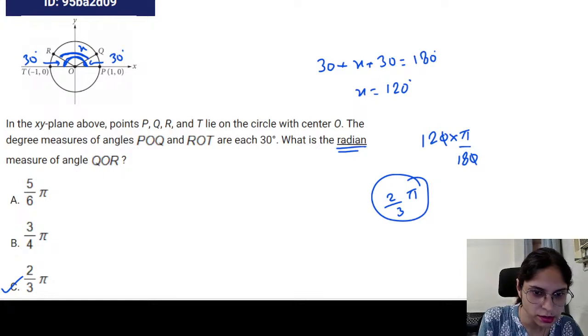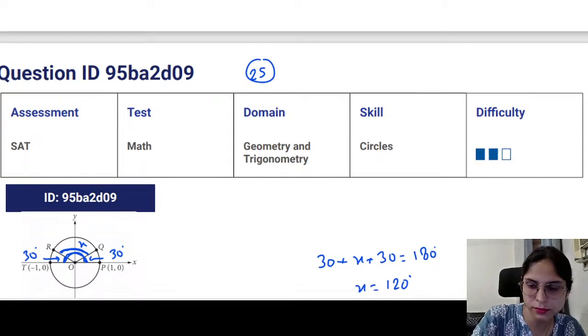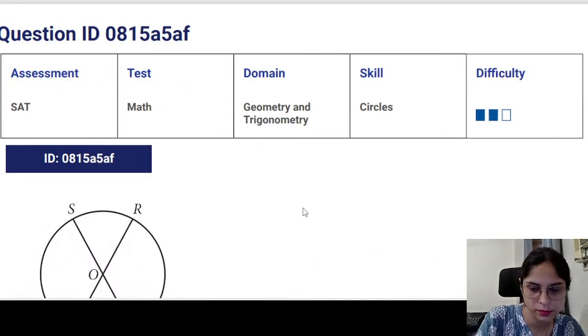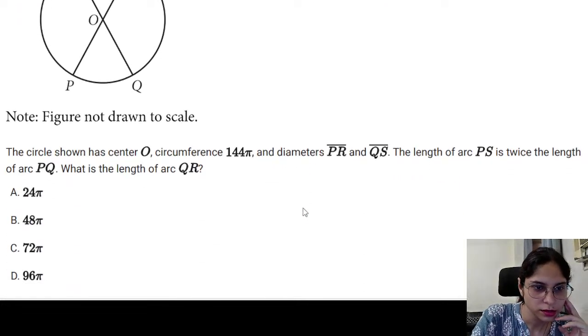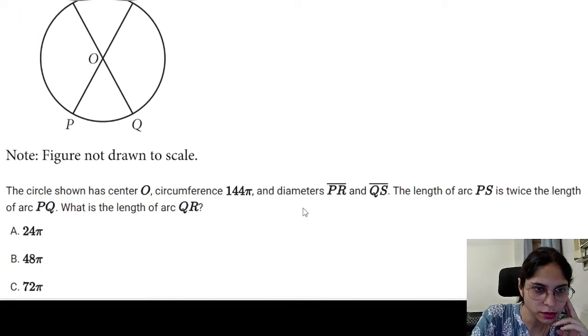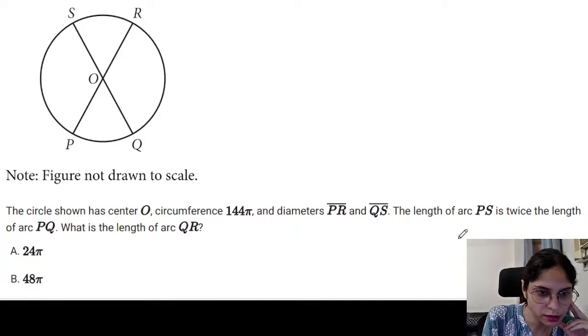Next question is 26. Let's do 26 as well. It's also arc length. The circle has a center O. Circumference of the entire circle is 144 pi. PR and SQ are diameters. Length of arc PS is twice the length of arc PQ.